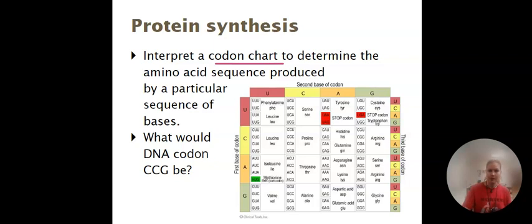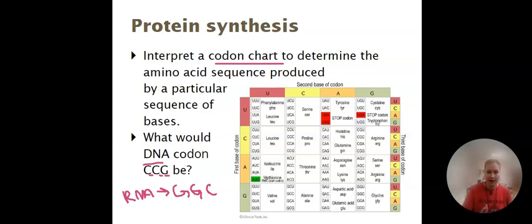So, for example, okay, what would DNA codon CCG be? Okay, so this is DNA right here, CCG. So the first thing we have to do is we have to transcribe our DNA into RNA, okay? We're going to use our base pair rule. So C pairs with G, C pairs with G, G pairs with C, okay? So I just went here and I looked at my DNA and then I used my base pair rule.